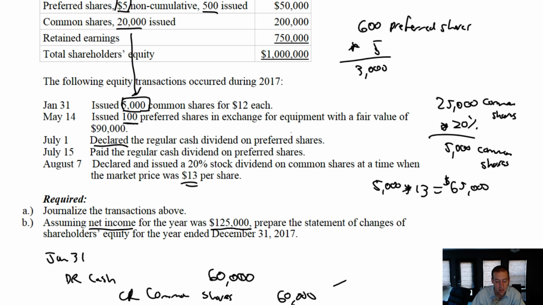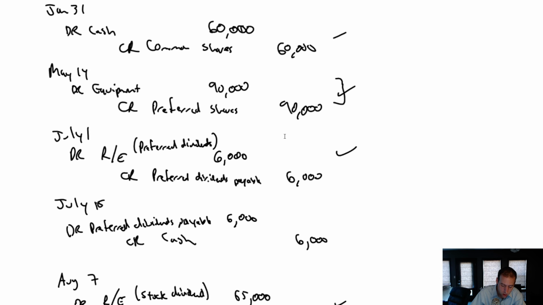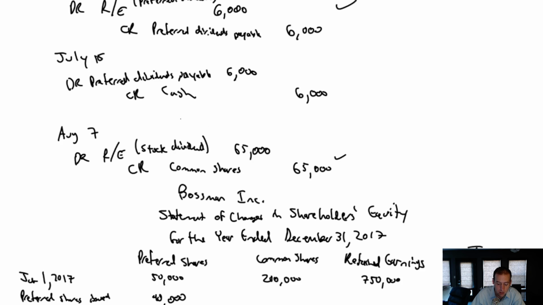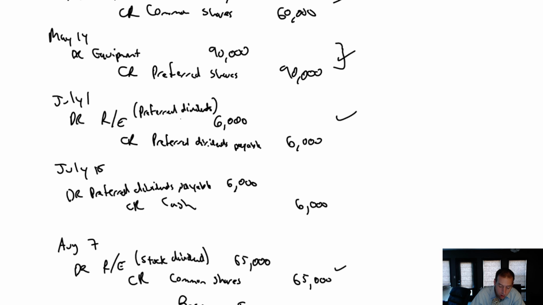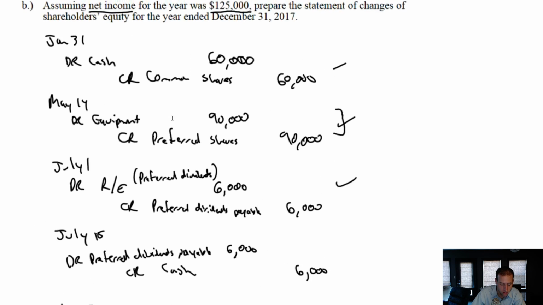There's also preferred dividends, but the preferred dividends don't affect our preferred shares. They affect our dividends account, which affects our retained earnings. So our preferred shares, we issued $90,000 worth. So I will just note preferred shares issued $90,000. No other preferred share accounts were affected here. We had preferred dividends, certainly, but again, those affect our retained earnings.